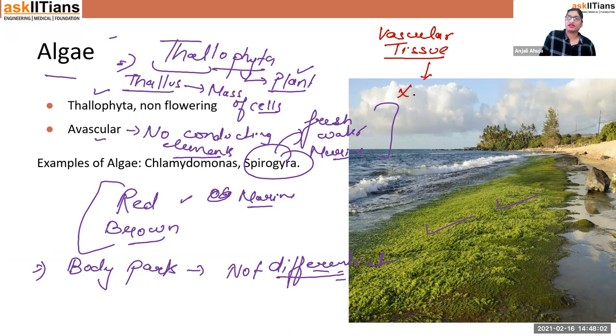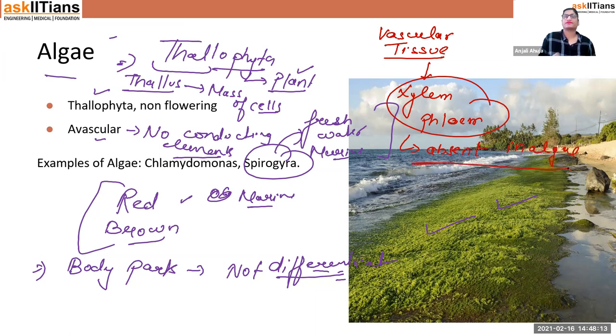Examples are xylem and phloem. It is present in all the plants, but it is absent in algae. They are avascular, no xylem or phloem is there because they're already in water. They don't need any conducting element. Water is everywhere. That's why. That's what an algae is.